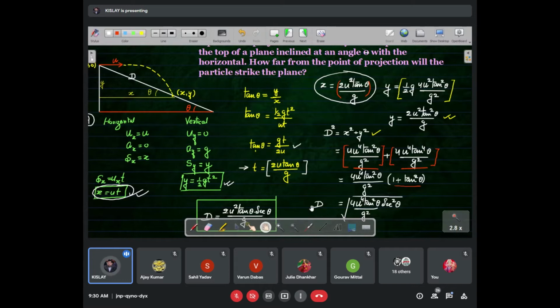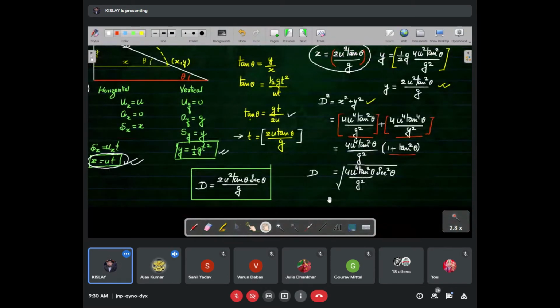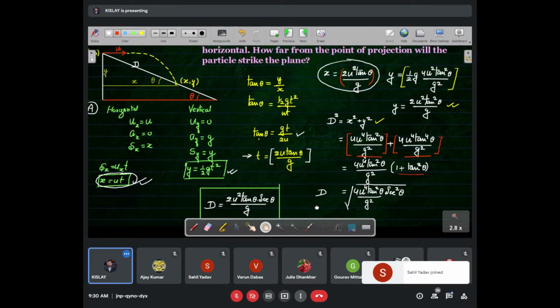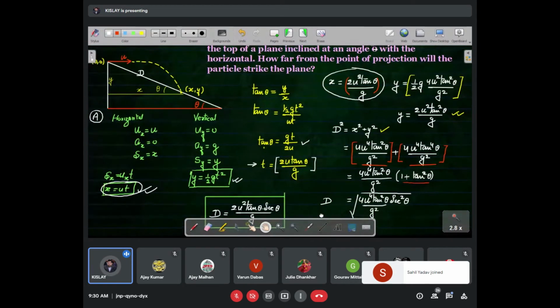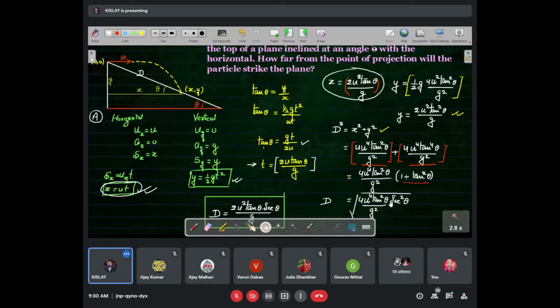Is it clear? Yes, sir. Now d is equal to under root, so we will get 2u square tan theta sec theta upon g. Okay, I hope it is clear. Please solve this question. I'm just giving you 20 seconds. If anyone still has a doubt, please tell me.